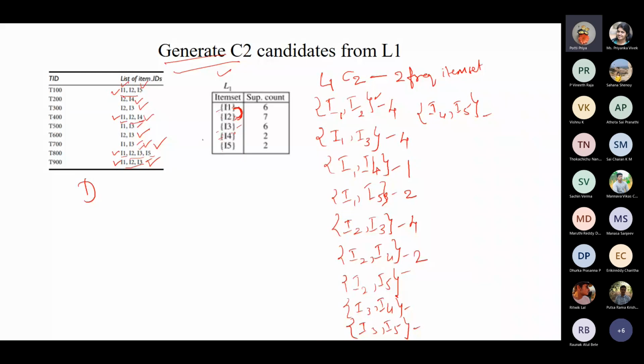Next, I2, I5. The remaining we can calculate; we can move to the next step. Calculate I2, I5. How many I2, I5 are there? 2.